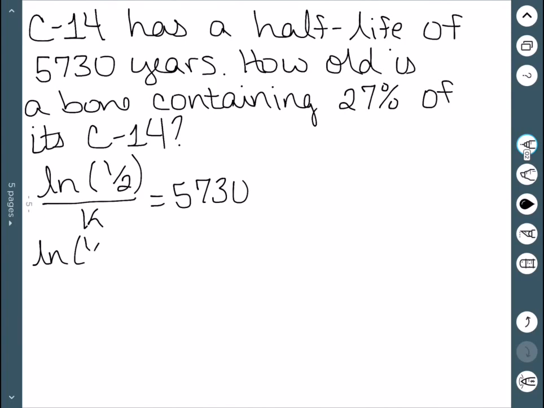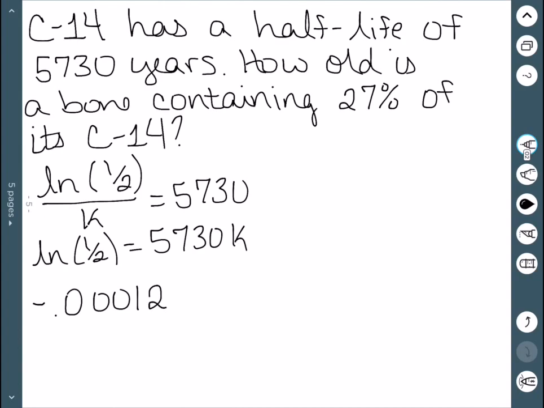I can then multiply both sides by k to get ln of 1/2 is 5730k. And then from there, we can easily solve for k. And when we do, we get that k is negative 0.00012.